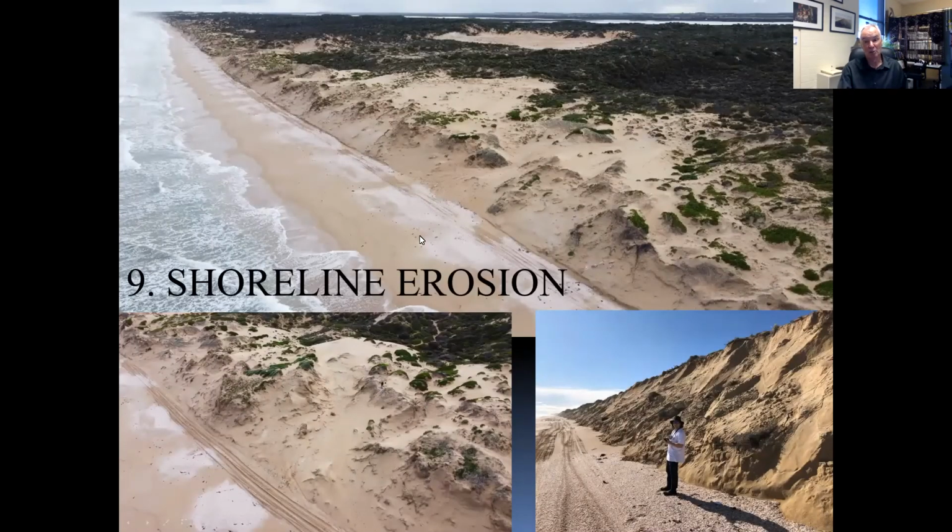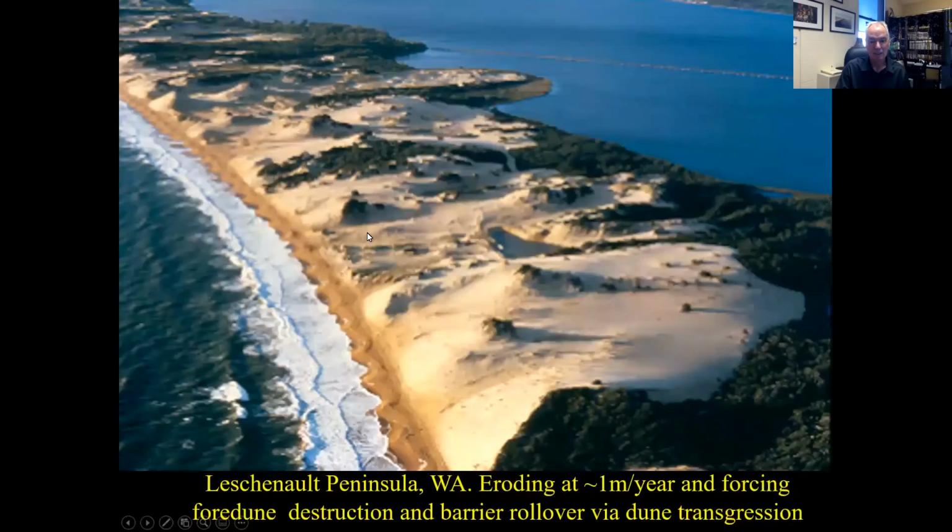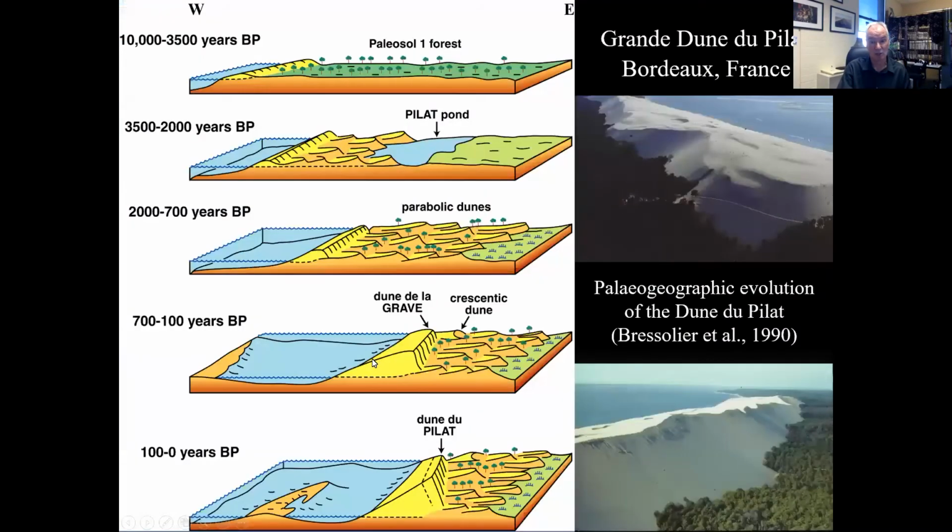Number 9 is shoreline erosion. I've mentioned this a bit before, but looking at it in more detail, there are places like the Lachenal Peninsula just south of Perth that's eroding at about 1 metre per year. And you assume that this parabolic dune, transgressive dunefield system is being forced by foredune destruction, barrier rollover and dune transgression due to this 1 meter shoreline erosion rate. Of course, we don't know that for sure, but that's what it kind of looks like.